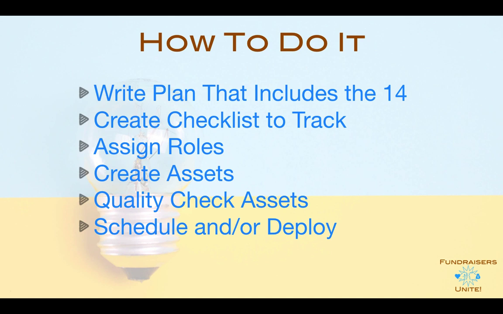that I have here. The first thing that you want to do is write a plan that includes all 14 of these. So if you have a campaign coming up, whatever your campaign is, make this a part of your plan. Go back and review these 14 and put them down as different components to your campaign. And what I would do is create a checklist for each of these so I can track, have we completed the creative assets required for each of these 14 different ones.